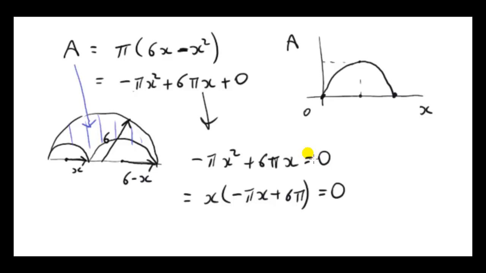Okay, it's a very simple quadratic to solve actually. I'm finding the points for which A is 0. We see that x equals 0 is one of them, well, we know that. And if we put the other factor equal to 0, we get x equals 6 pi divided by pi. So this is 6, this is 0. So the maximum value of A occurs when x is 3. So when the radius of the first semicircle is 3, the Arbelos has maximum area.